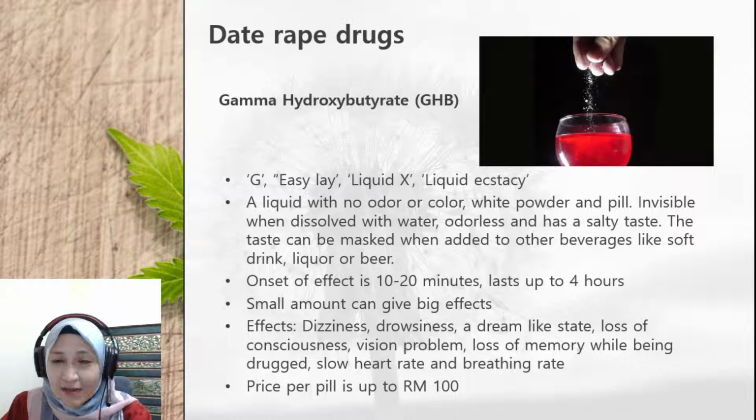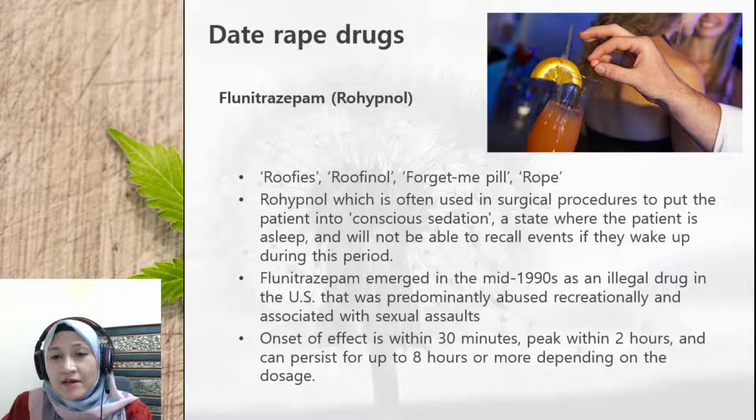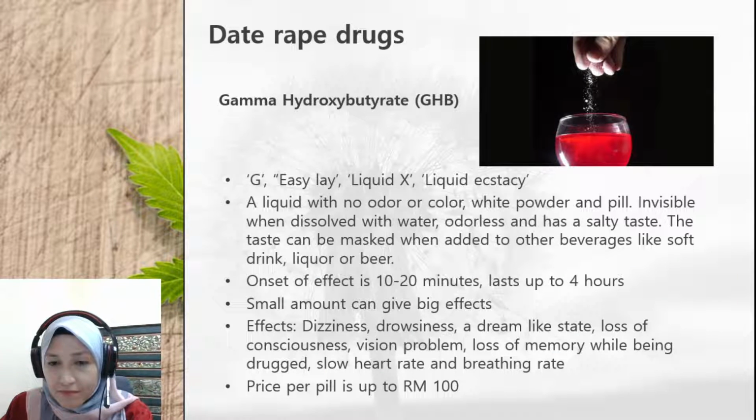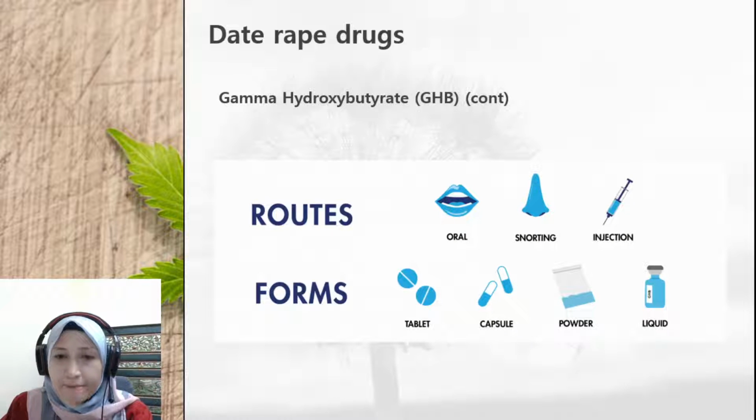It has a bit of a salty taste, but it can be masked when added to other beverages like soft drinks, alcohol, liquor, or beer. The onset of effect is 10 to 20 minutes and can last up to 4 hours, and only a small amount gives big effects. The effects can be dizziness, drowsiness, a dreamlike state, loss of consciousness, vision problems, and loss of memory. It's also the same with flunitrazepam, Rohypnol earlier: the girl cannot really recall what happened when they wake up. There is also a slow heart rate and beating rate.